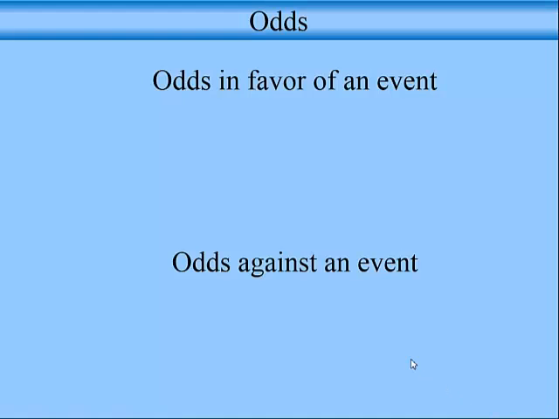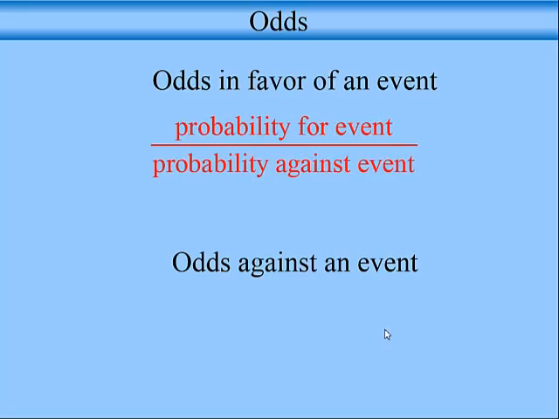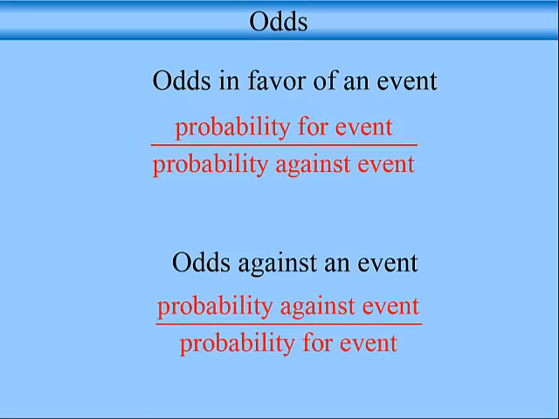The last topic in this section is on the idea of something called the odds. This is used a lot in gaming situations. The odds in favor of an event is the probability for the event divided by the probability against the event. Usually these come out to be integer values that we express in a particular way. The odds against something happening is just the reverse of that.